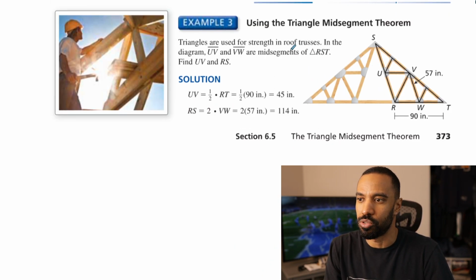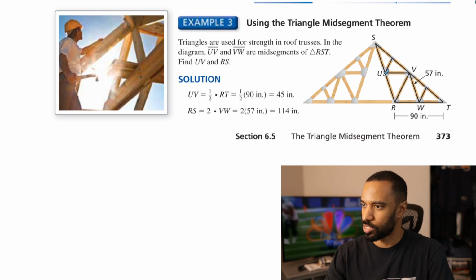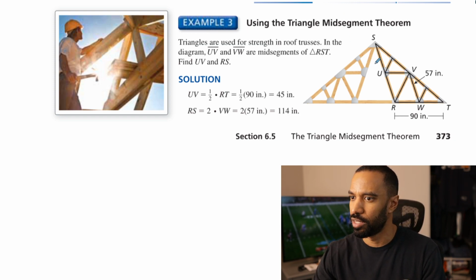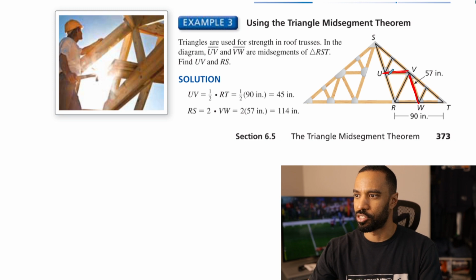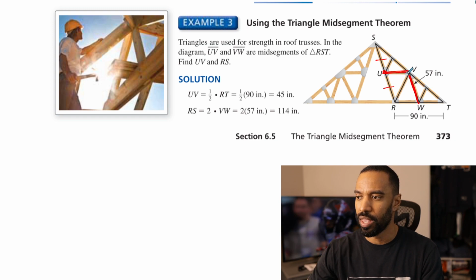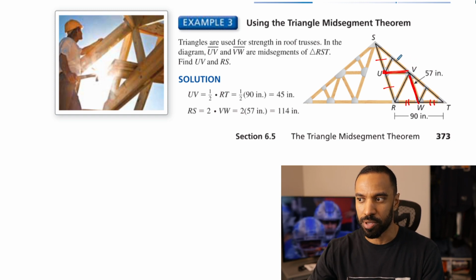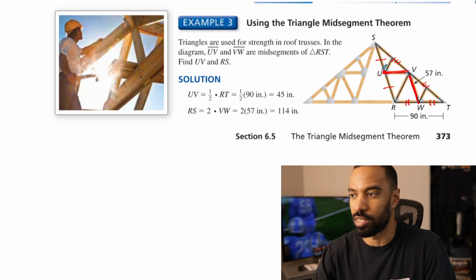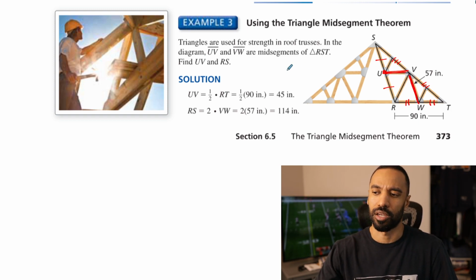Okay, let's do an example where we're actually using the theorem itself. The triangles are used for strength in roof trusses. In the diagram, segment UV and segment VW are mid-segments of triangle RST. So if UV is a mid-segment, that means U is the midpoint of segment SR, which means these are congruent. And if VW is a mid-segment, then W is a midpoint of RT, like that. And V must be a midpoint over here, which means these are congruent as well. We're missing the third mid-segment. That's fine, but these are all 3 midpoints.